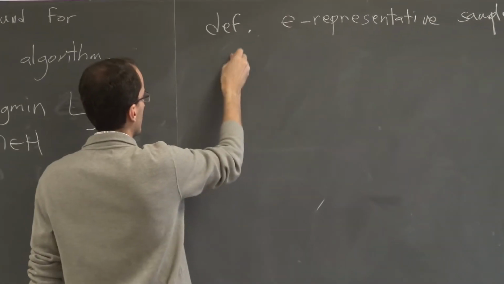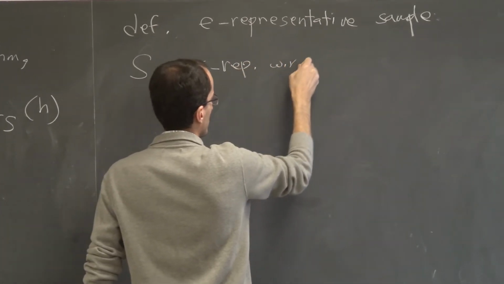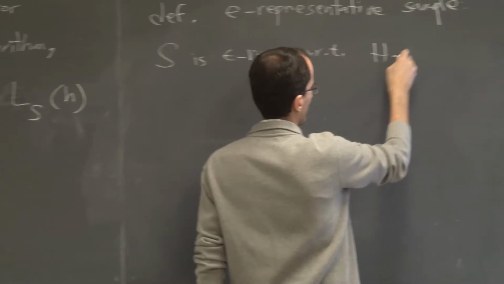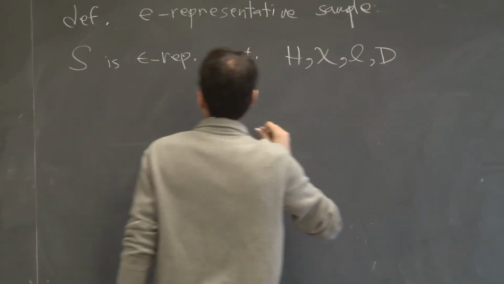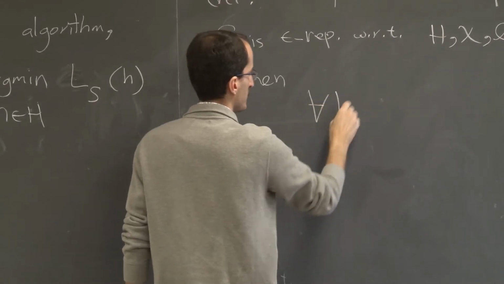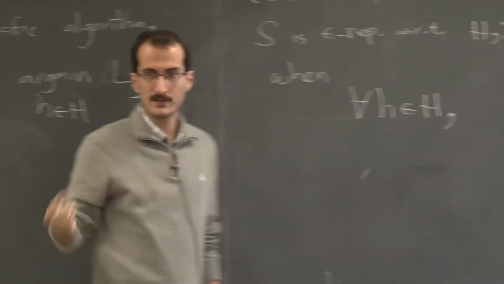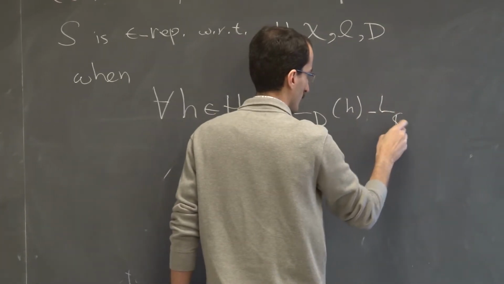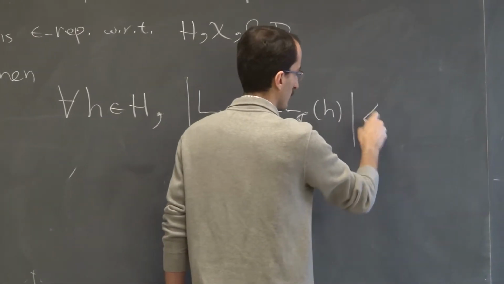So I will say that S is epsilon representative with respect to H. And you can put other things with respect to H and domain and the loss function and the distribution mainly. When for every h in H, for all hypotheses, the true error is similar to the empirical error on the sample.